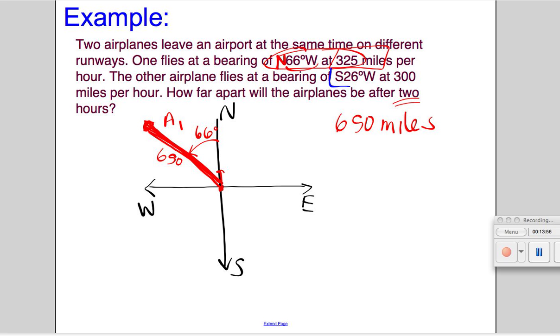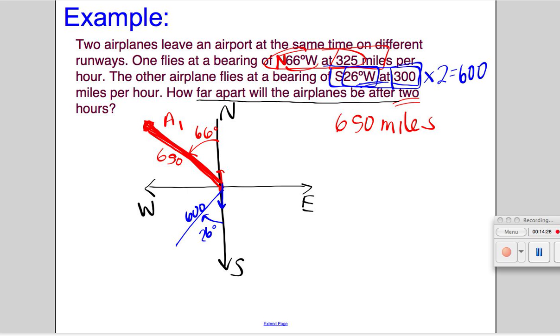Now we're going to make a similar sketch for airplane number 2. So now we start going south, and then we swing towards the west again, 26 degrees towards the west. So we're going to swing this way, only 26 degrees. This airplane's only going 300 miles per hour, again times 2 because it's 2 hours, so it'll have 600 miles, will be this leg right here, at the end of that 2 hours. And the question says, how far apart will the airplanes be? So we're really looking for how far from here to here.